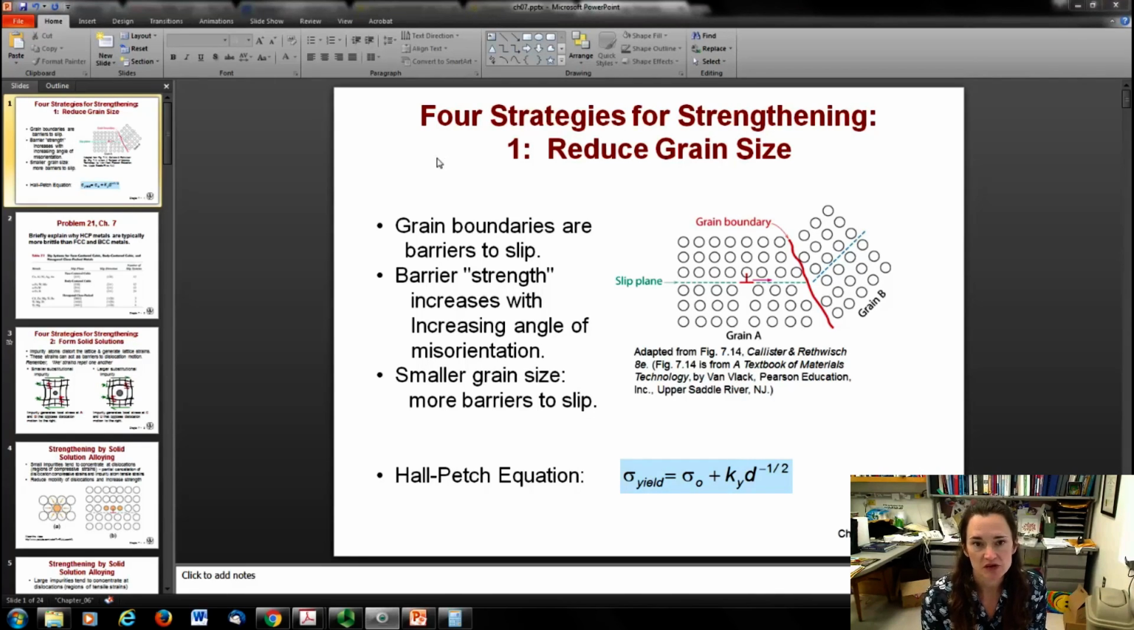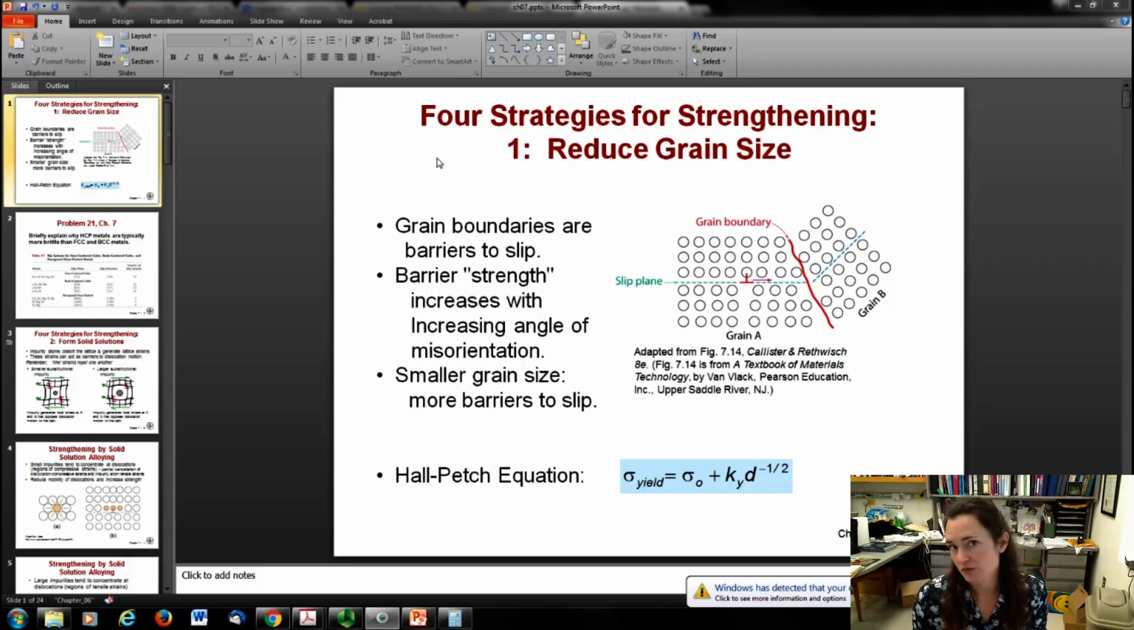So since grain boundaries are the barriers to slip, you can increase the strength by increasing the angle of misorientation or by making smaller grains, which are more barriers to slip. So if you have more grains within the material, then your grains are smaller and you've got more grain boundaries, and so a material won't slip as much.